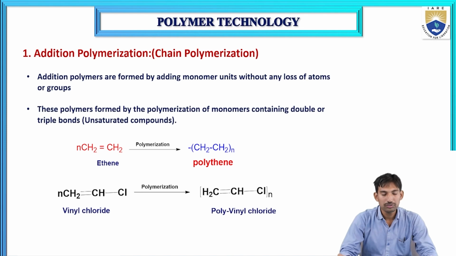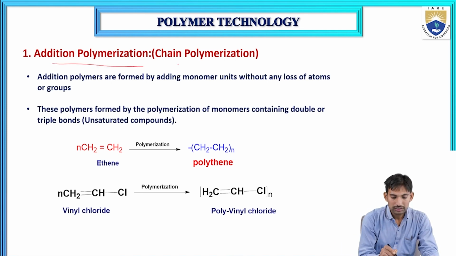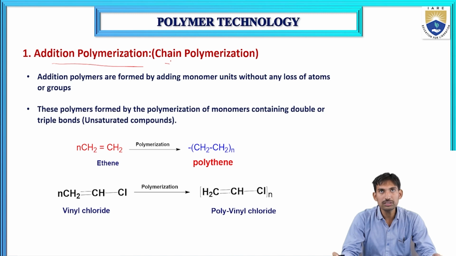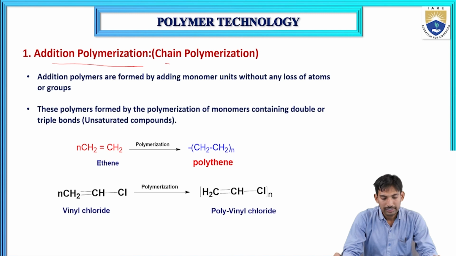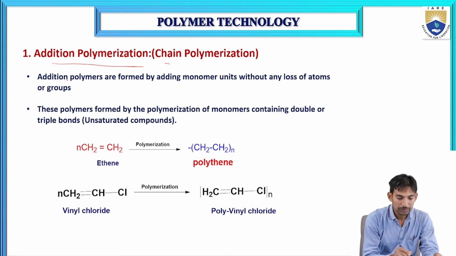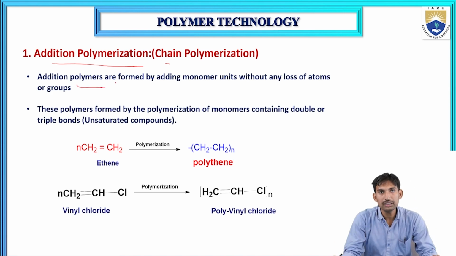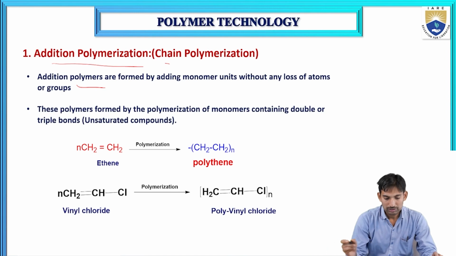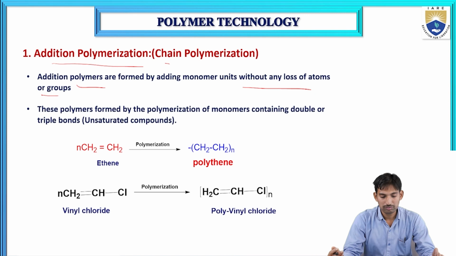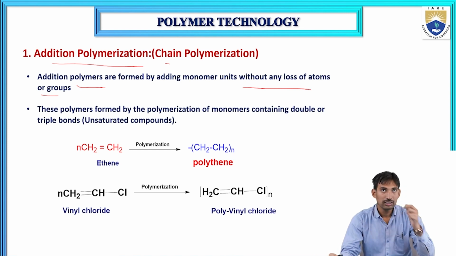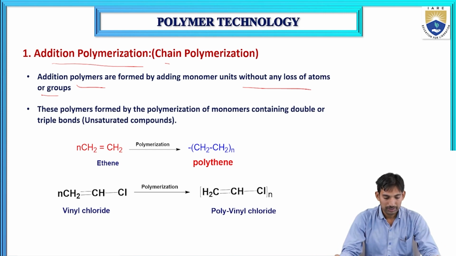Now I am going to discuss addition polymerization. We can also call addition polymerization chain polymerization. Addition polymers are formed by adding monomer units without any loss of atoms or groups. Two monomers combine together, one monomer is repeating several times, but on linkages there is no loss of atoms or groups. That process is called addition polymerization or chain polymerization.